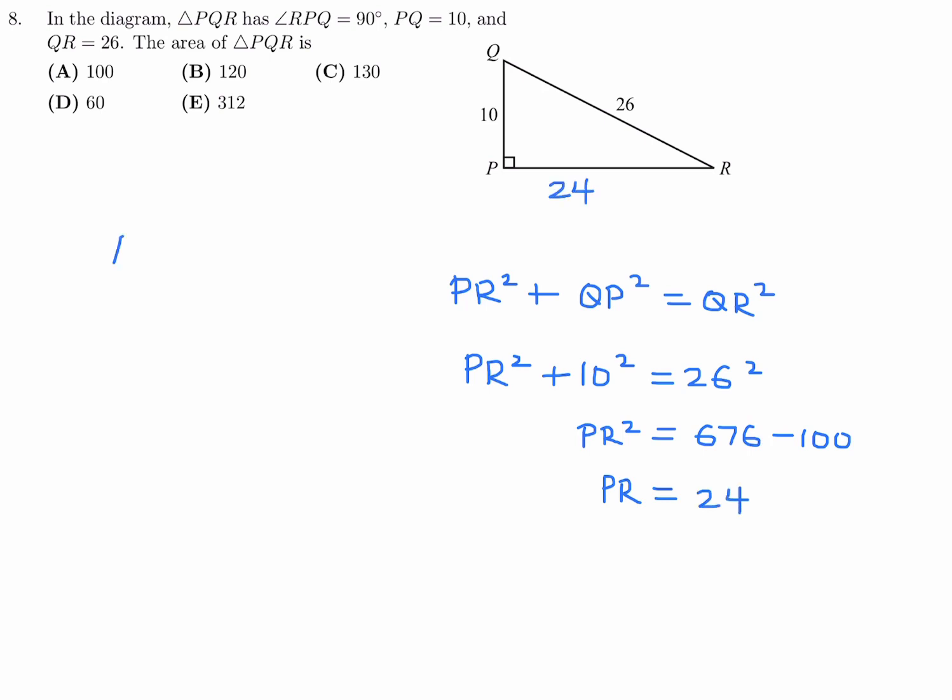So now the area, that's 1/2 base times height. The base is 24, the height is 10, so that becomes 12 times 10, which is 120. So number 8, the answer is B.